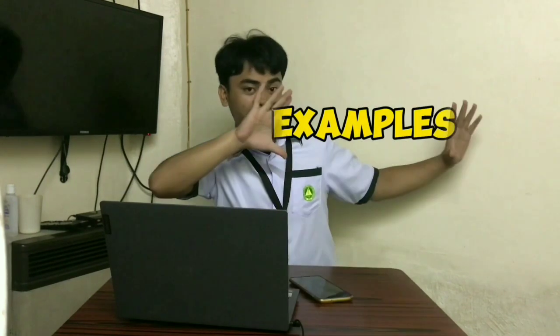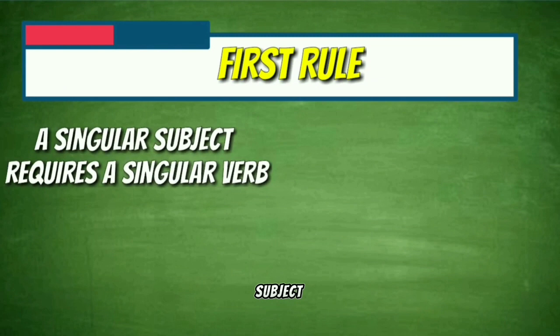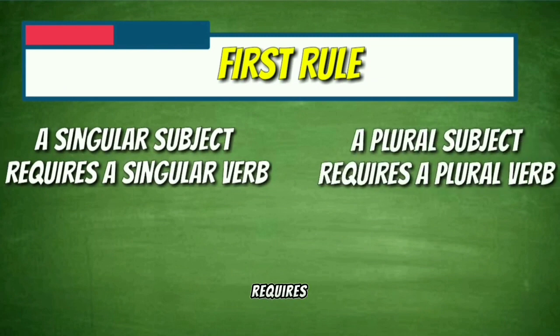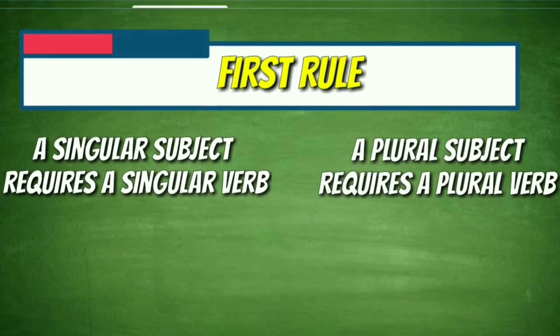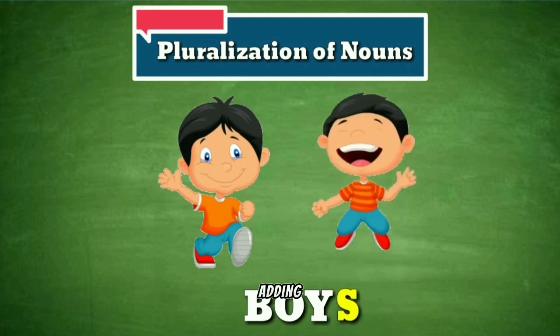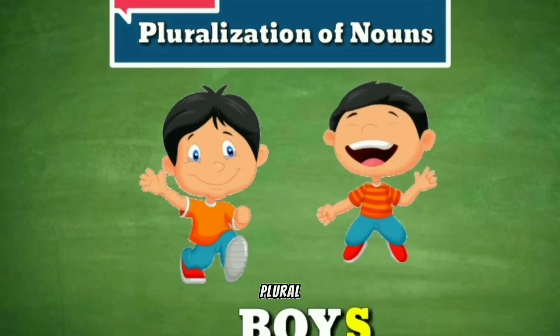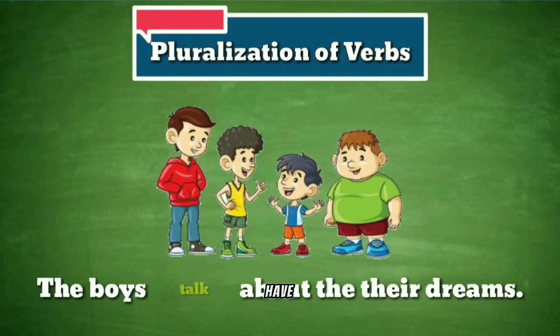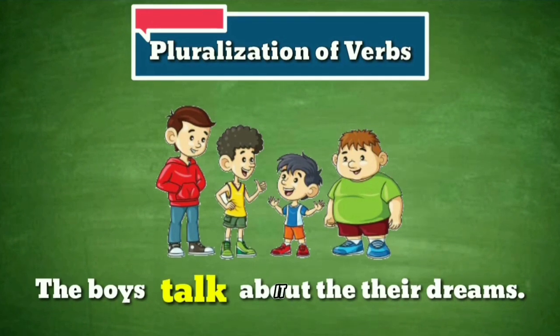Let us take a look at some examples and let us study about that. So, here are the examples. First rule, a singular subject requires a singular verb. A plural subject requires a plural verb. In contrast with pluralization of noun, where we are adding s at the end of the noun, plural form of the verb doesn't have s at the end, it is in its base form.